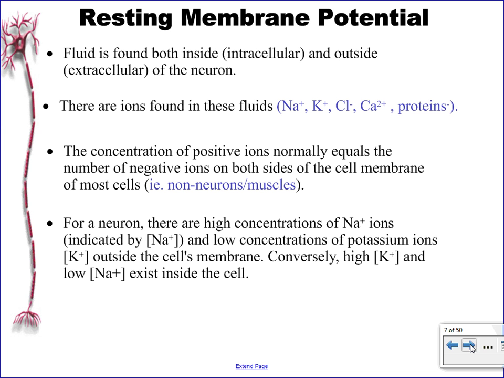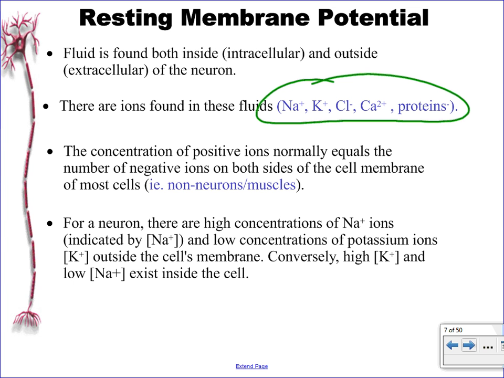So let's get into what's going on with the neuron itself. The resting membrane potential, what does that actually look like? Well, there is fluid both inside and outside of the neuron. In this fluid, a whole bunch of things will be dissolved, and many of those things will be various different ions. As we can see here, these are the most important ones that we will be talking about in terms of neuron function: sodium, potassium, chloride, a little bit of calcium ions, and also what are referred to as negatively charged proteins, or protein anions.